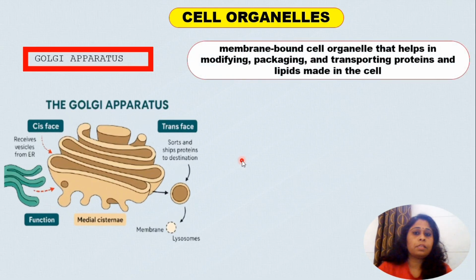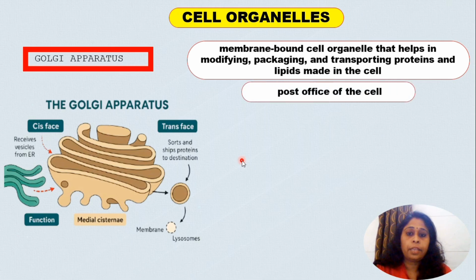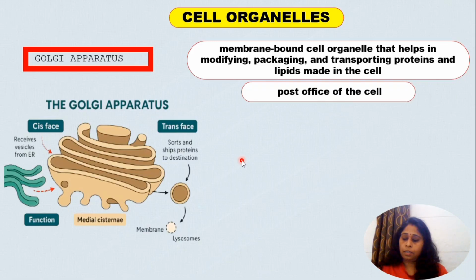So, Golgi apparatus, it is a membrane-bound cell organelle that helps in modifying, packing, and transporting proteins and lipids that are made in the cell. They are also known as the post office of the cell. Why they are known as post office of the cell? Just like a post office sorts, then packs and delivers the parcel, like that, the Golgi apparatus sorts, packs and transports the cell materials. Clear?